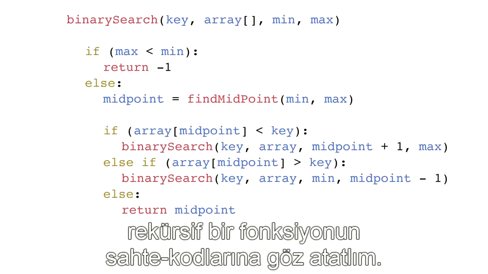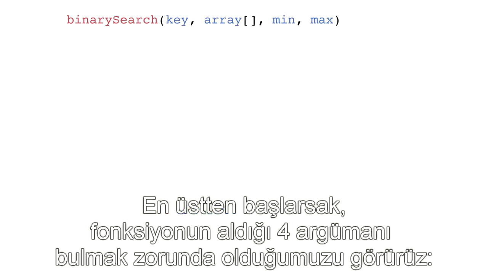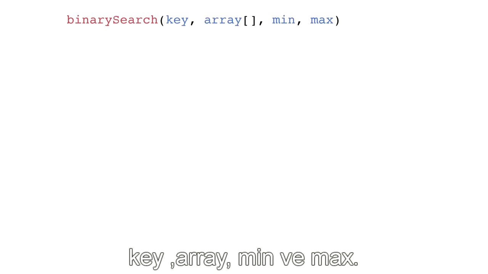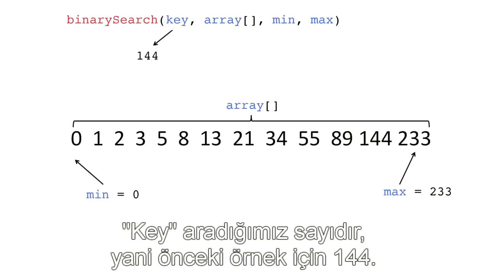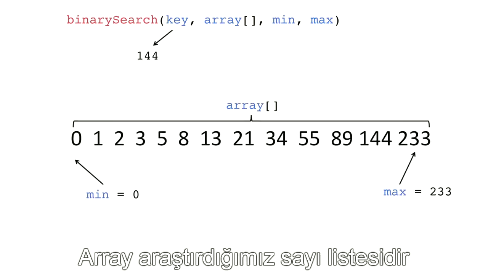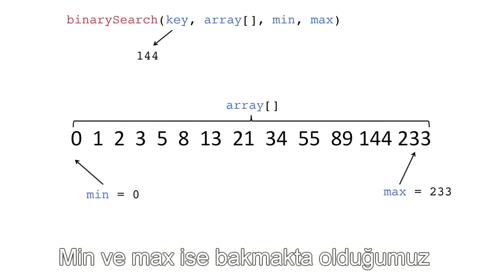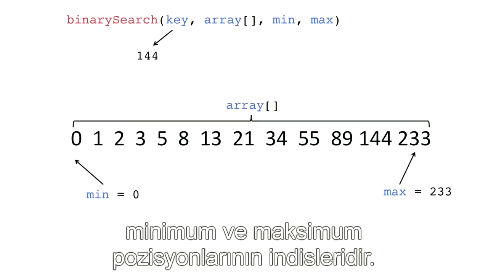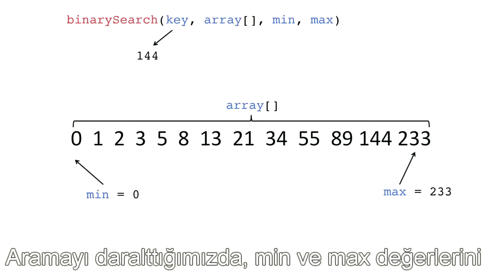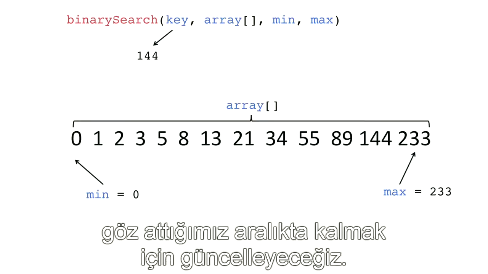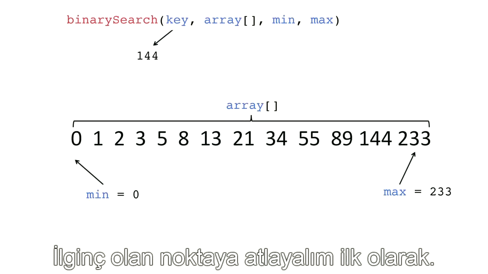Now that we've seen 2 examples, let's take a look at some pseudocode for a recursive function that implements binary search. Starting at the top, we see that we have defined a function that takes 4 arguments: key, array, min, and max. The key is the number that we were looking for, so 144 in the previous example. Array is a list of numbers that we are searching. Min and max are the indices of the minimum and maximum positions that we're currently looking at. So when we start, min will be 0, and max will be the maximum index of the array. As we narrow the search down, we will update min and max to be just the range that we are still looking at.